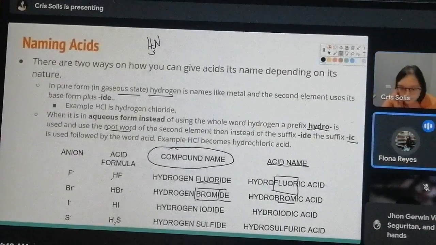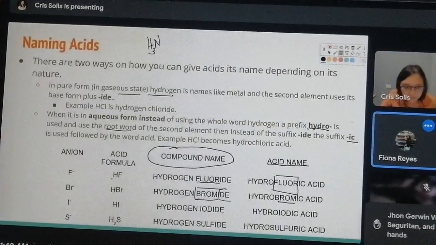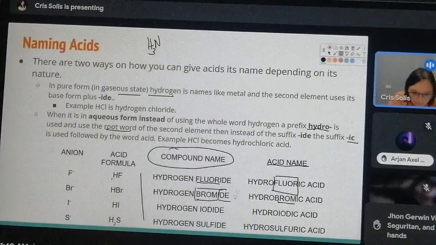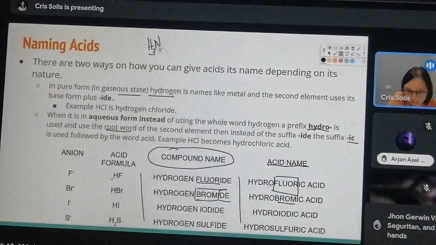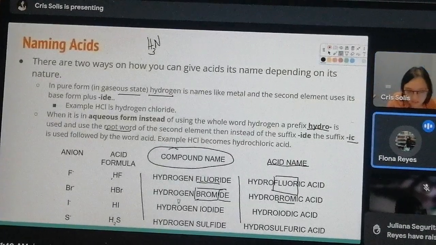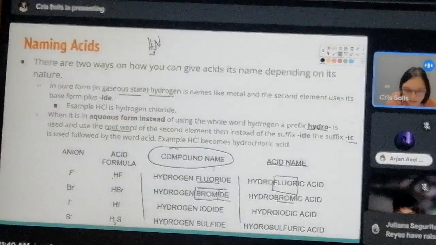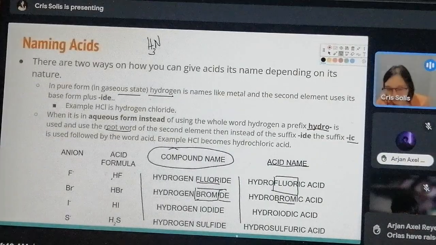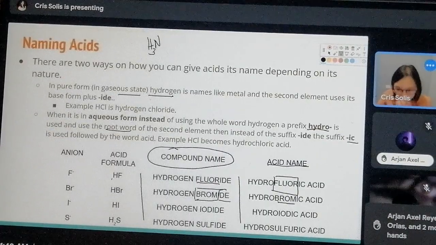Yes po, I'm still looking at the table. No need to look at the table. Just answer here. N is nitrogen. Hydrogen. Just the compound name. Hydrogen nitride. Nitride. Good. How about its acid name?